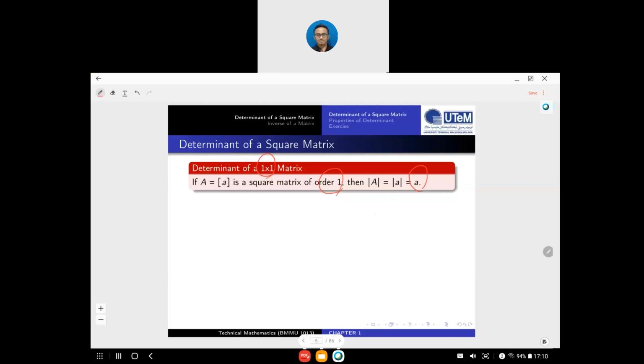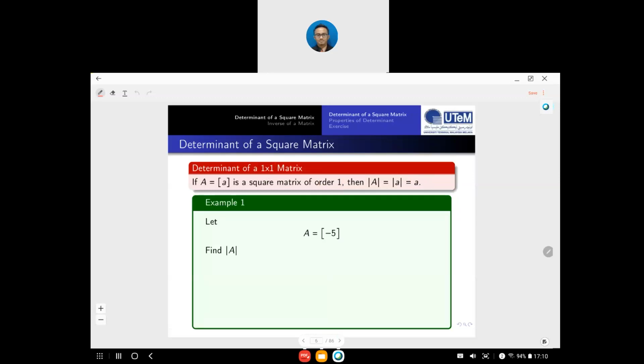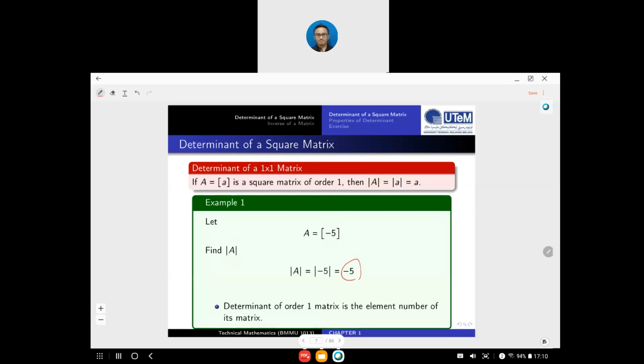For example, matrix A equals 3. This is also a matrix, but a matrix of order 1, where 3 is the element. So what is the determinant of this one? We get only 3. No need to calculate, because it is just order 1. What happens if you have matrix A equal to -5? The determinant of matrix A is -5. It is the element of that matrix because it is only order 1.